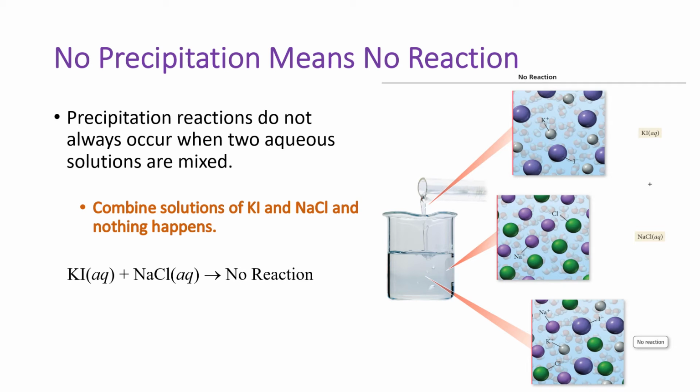So something to point out before we go further is whenever you have two ionic compounds that are both soluble, and when you find out what the products are and you find that both of those are also soluble, like nothing is insoluble, nothing forms a solid, essentially what happens is you don't have any reaction. So if you have no precipitation, if no solid forms, no reaction occurred between these two ionic compounds that were dissolved in water.